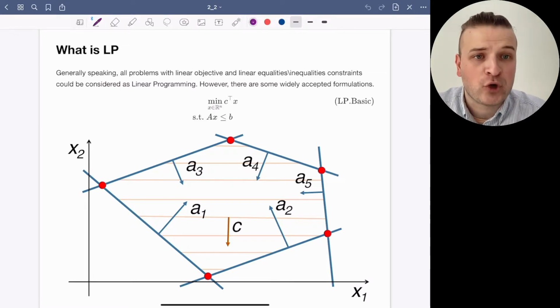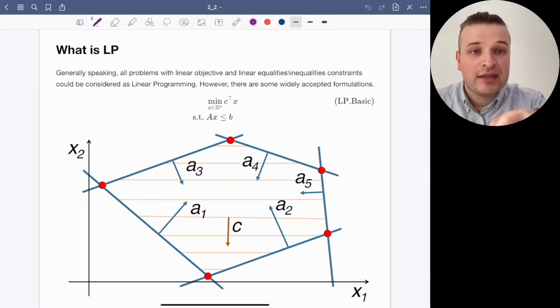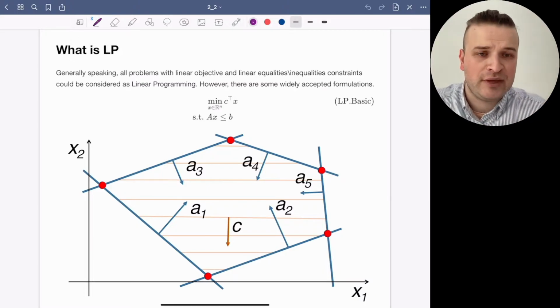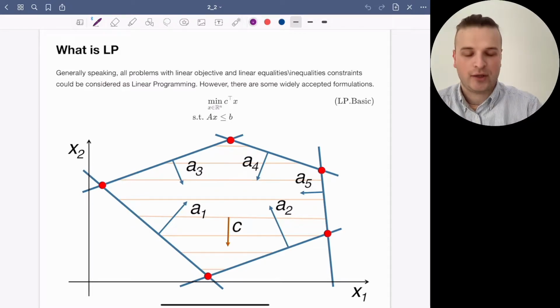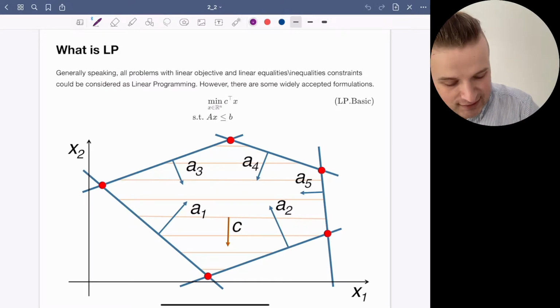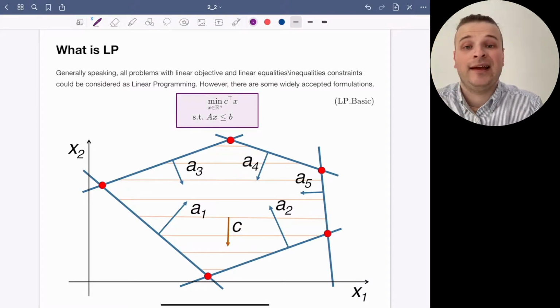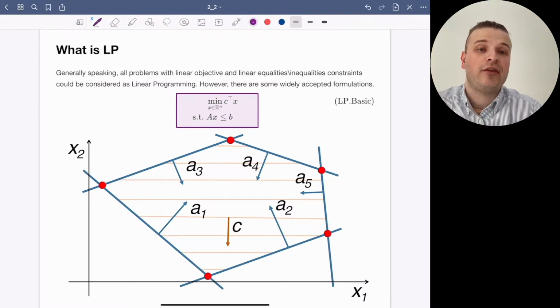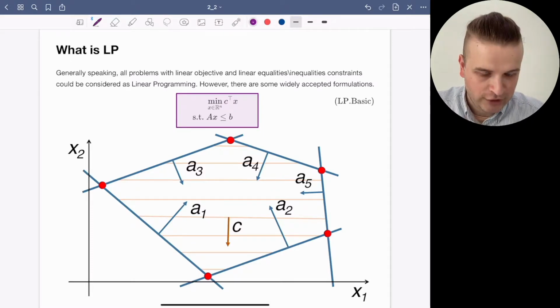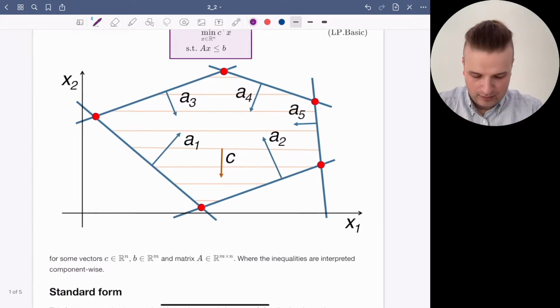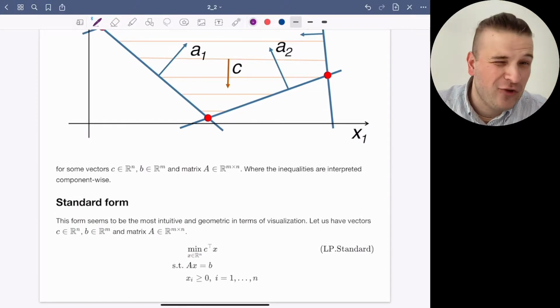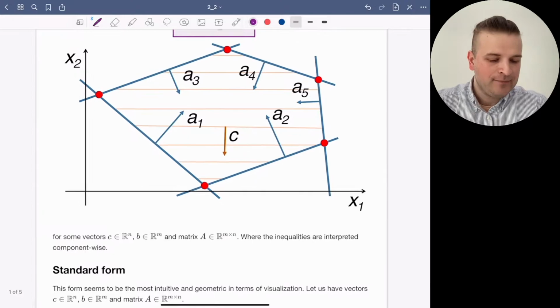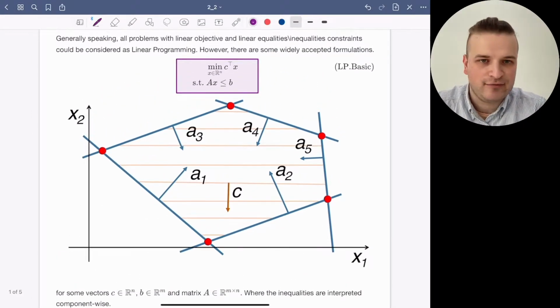So actually the term programming here refers to the beginning of the development of optimization methods and research. And here we call, for example, this type of problem linear programming. And there are some widely used formulations. For example, there is a standard form formulation, there's a basic form, a canonical form, but actually that's not our interest for now.